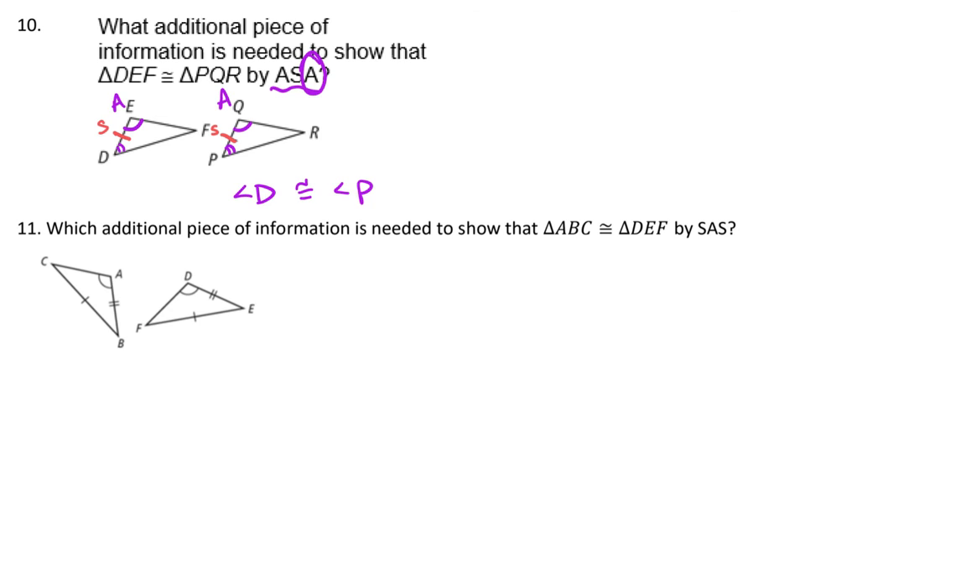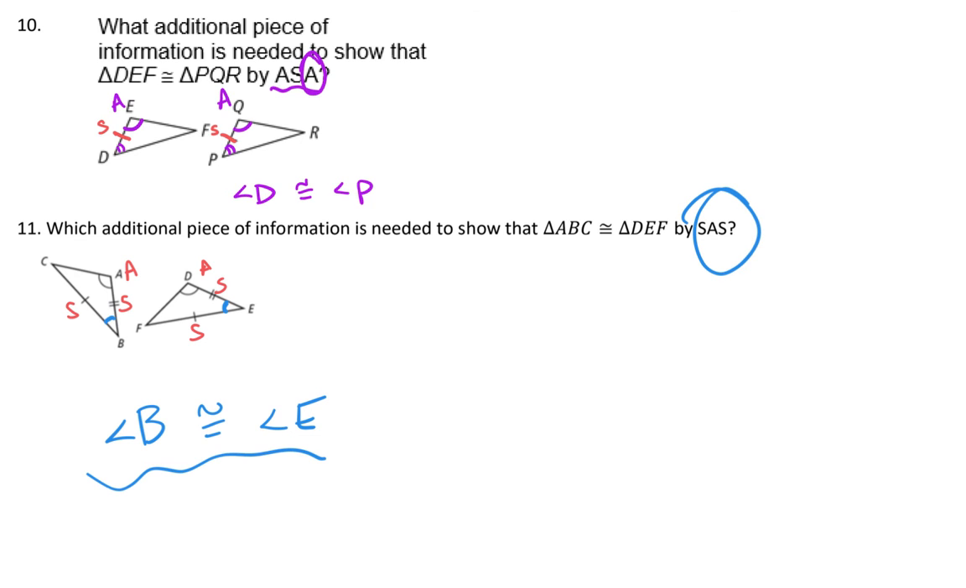Number 11 is the same way. What additional piece of information is needed to show that the triangles are congruent by SAS? Well, let's see. I have a side, I have an angle, but I don't have the angle that's sandwiched between the two sides. Side, side, angle. So there's multiple right answers, but the easiest answer would be saying, give me that angle that's sandwiched between the two sides. If I knew that angle B was congruent to angle E, then I would know that the two triangles were congruent by SAS. So that's the quickest, easiest way to do it.